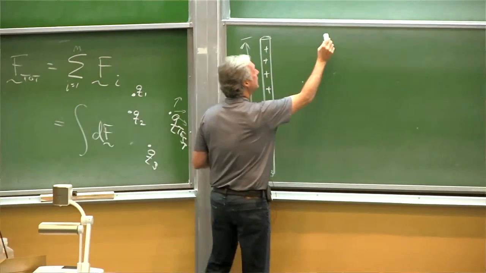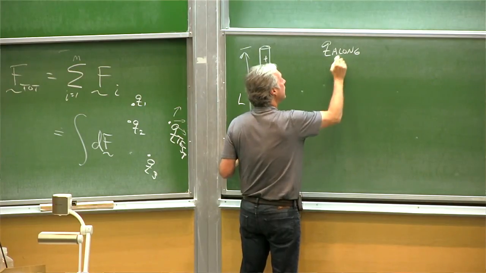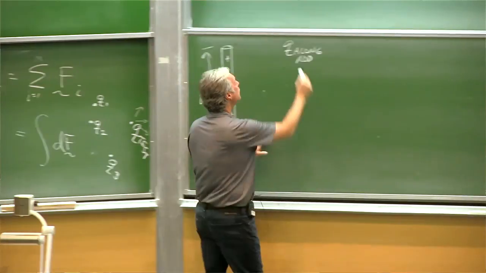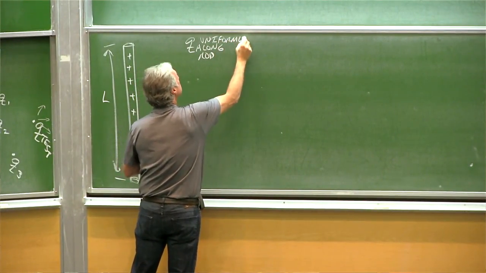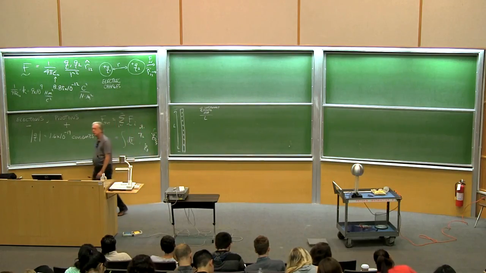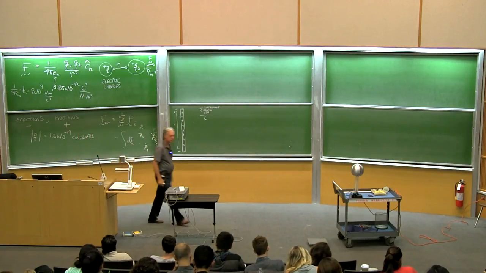And so if I had Q along the rod, and suppose it was distributed uniformly along the rod, divided by that length, that tells me how much charge per length.